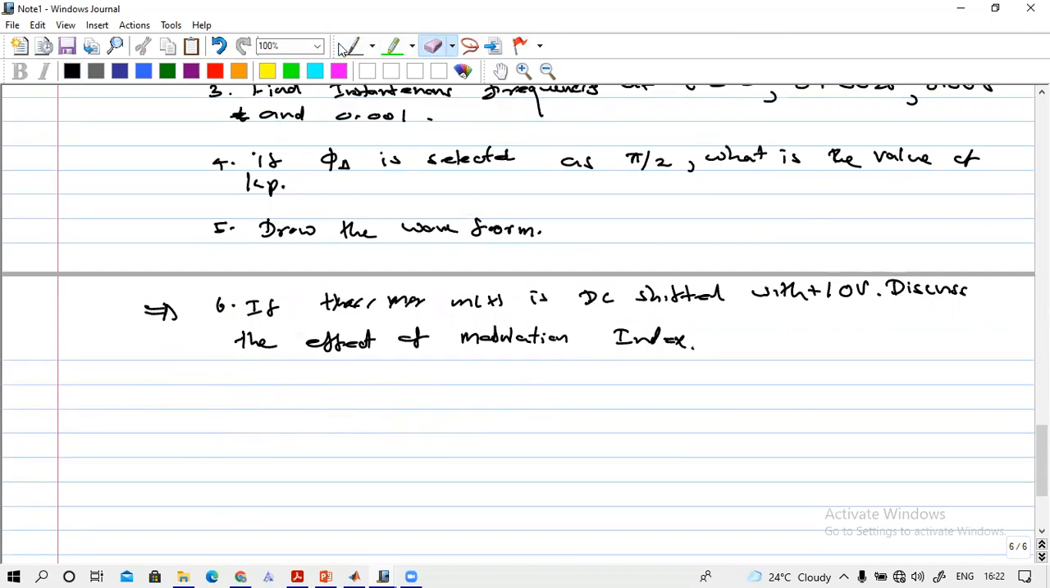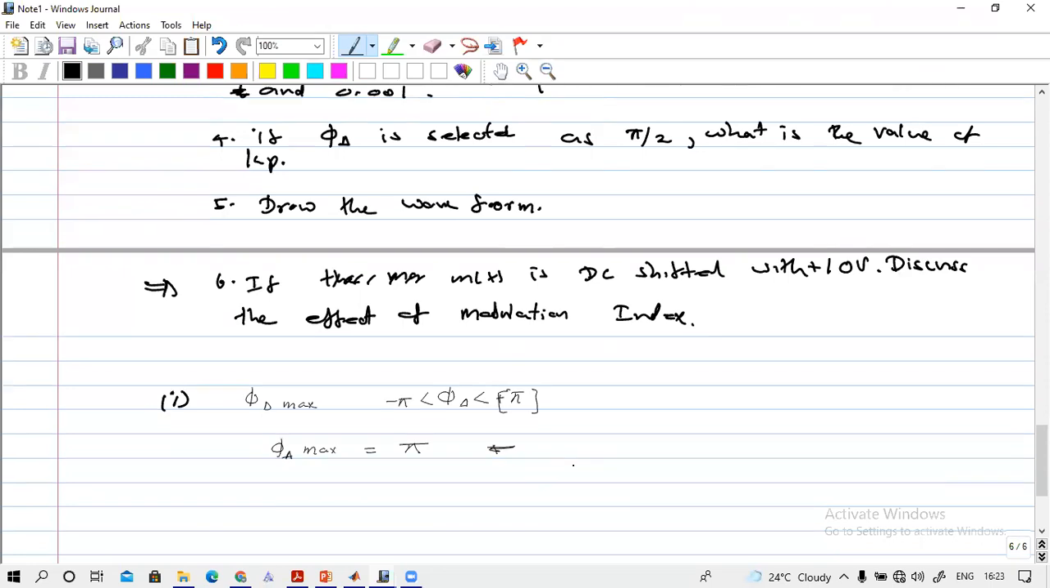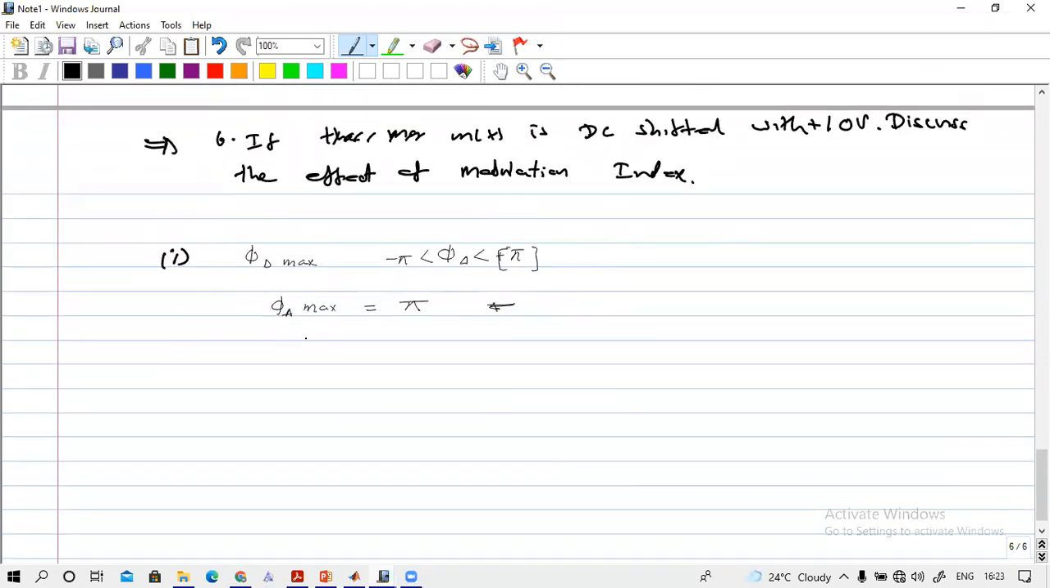So I think you know what the maximum phi delta is. Phi delta max. You know that phi delta is between minus infinity to plus infinity. So this should be the maximum one, no? So the maximum phase deviation, or the modulation index, is equal to 5. Got it? So we have selected this modulation index as 5. That is the maximum value we can take. So that is the answer.